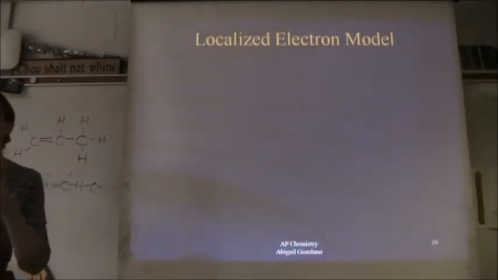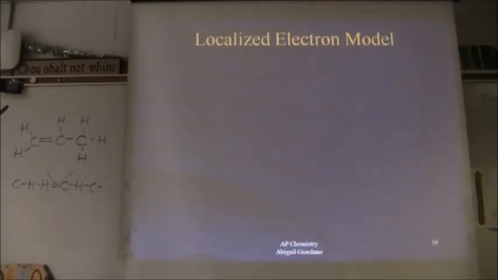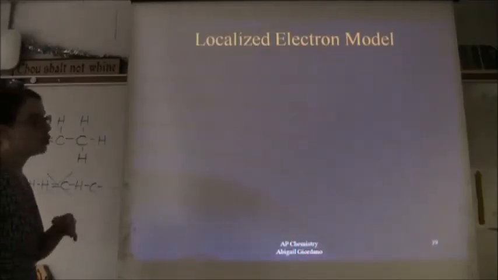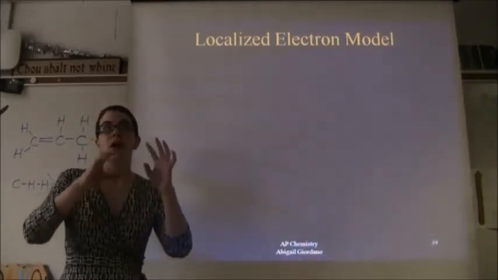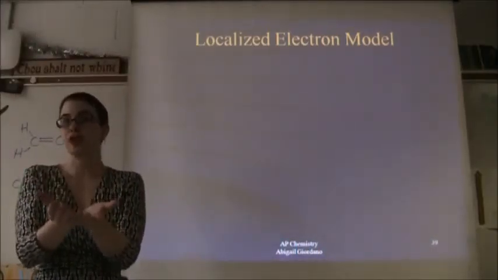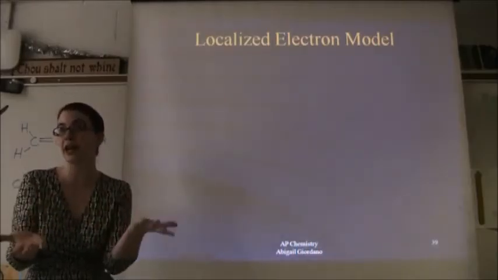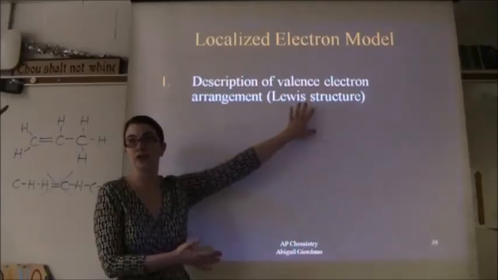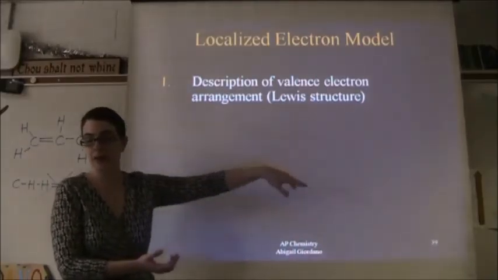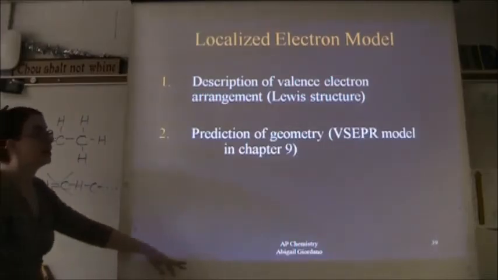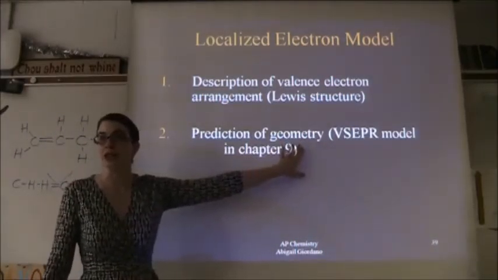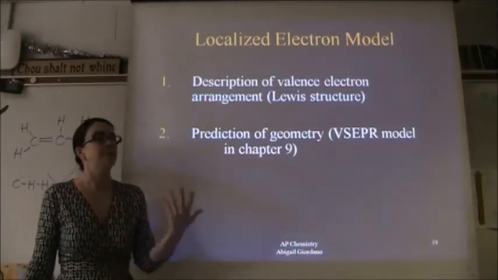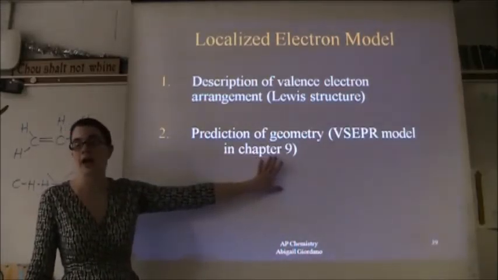So by the end of chapter 9, ladies and gentlemen, I should be able to give you any covalent compound I can think of, and you will be able to give me what I consider a complete description of that compound. Now, what does that include? That includes being able to draw the Lewis structure. This is what we're going to focus on today. That includes telling me its geometry, its shape, its bond angle. We're going to talk about this on Friday.